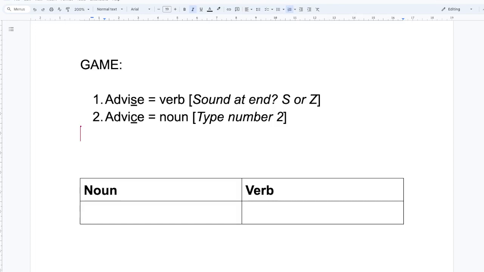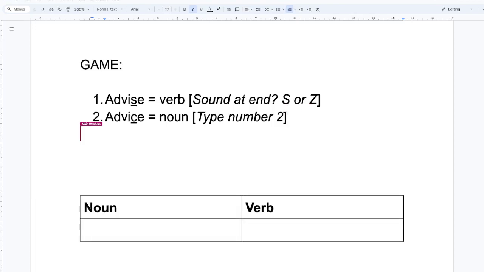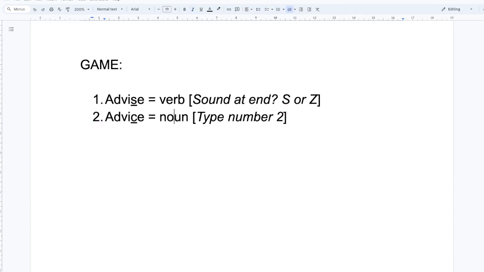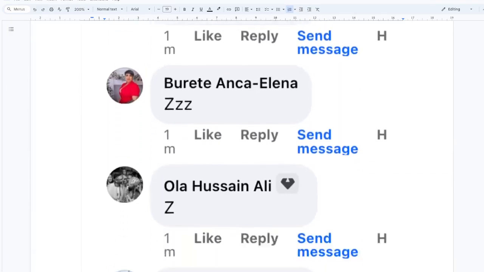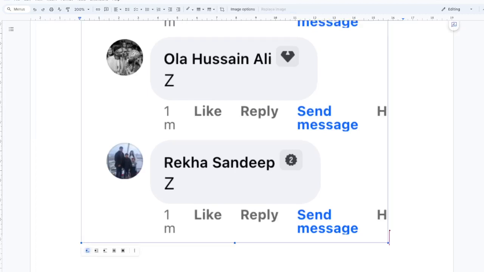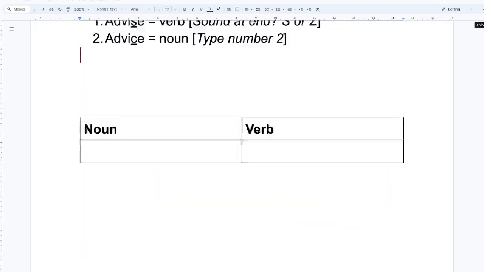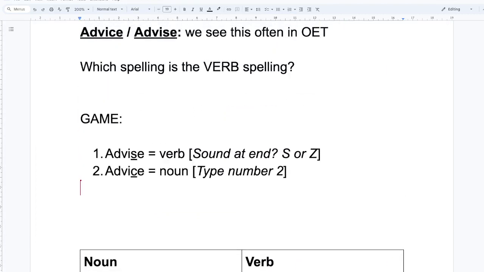Yeah, so Burette, Rika, Ola, you guys are right. These guys are good listeners and they know what they're doing. So guys, just to be clear, you can respond to me in this class. This is a live interactive class. I'll be trying to listen to your comments and respond to them. So you guys are saying Z, right? This is correct. The sound at the end is the Z sound.